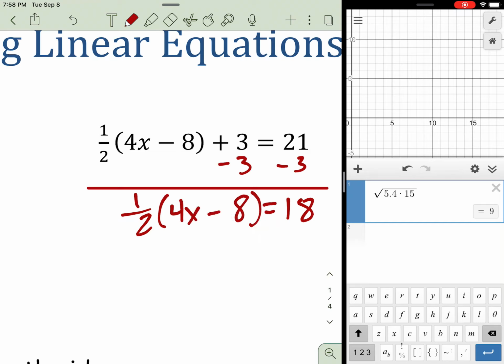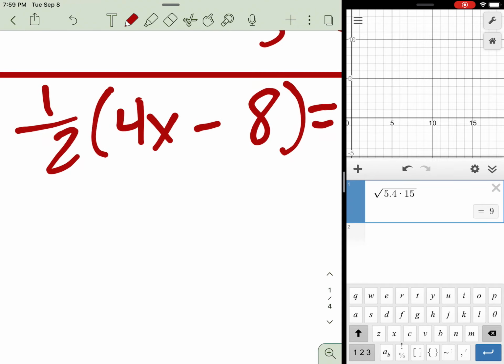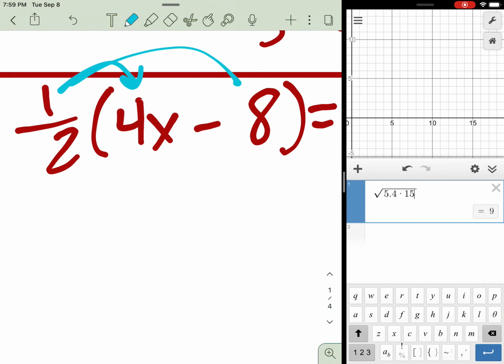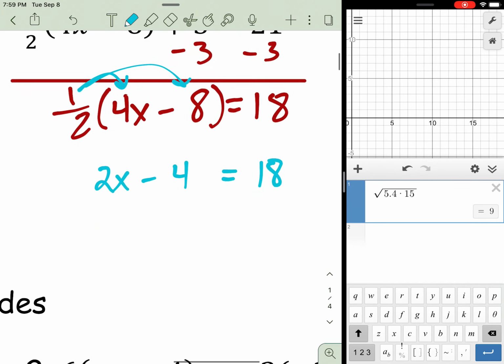Okay, and now at this point, you have a couple of options. You can distribute the 1/2 if you want, which I know is probably easier. We could also multiply by the reciprocal since that 1/2 is out front. But let's go ahead and distribute. So let me change colors here. If we distribute 1/2 times 4, half of 4 is 2, and half of 8 is 4. So it works out because both numbers are even. Okay, and that equals 18.